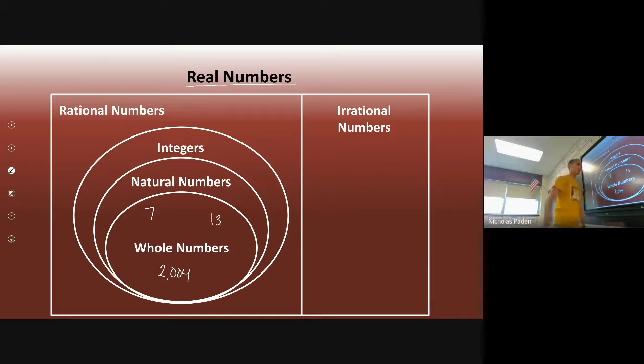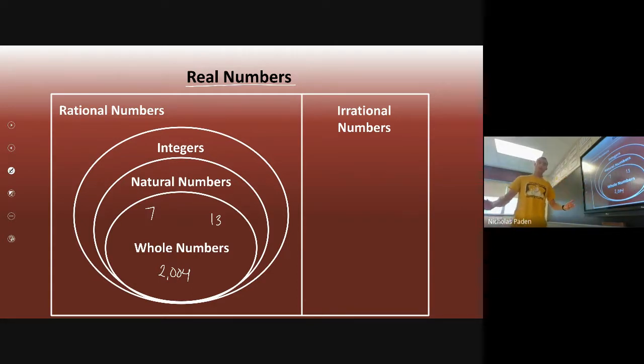2004, that's a whole number. So whole numbers, positive integers. Okay, natural numbers. So notice that the whole number circle is inside of the natural number circle. So every whole number is also a natural number, but not every natural number is a whole number. Now there is only one natural number that cannot go inside of the whole numbers circle.